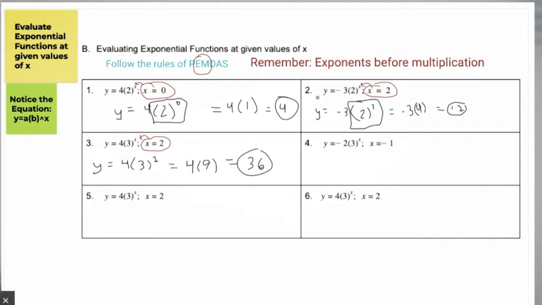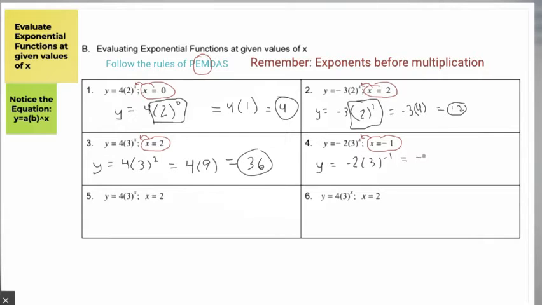Number 4 is like number 2, but ooh, look at this. My exponent is actually negative. So as I'm writing this, I want you to think, what does a negative exponent mean? So as I rewrite this, I hope you're thinking, I remember my teacher's voice. The negative exponent means fraction bar.